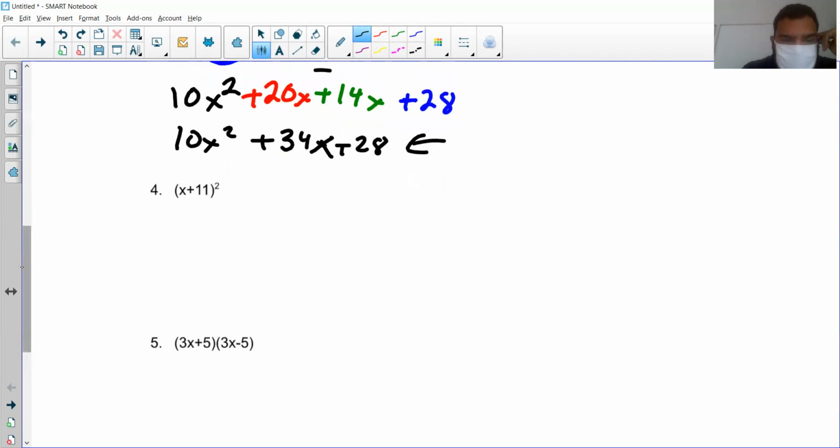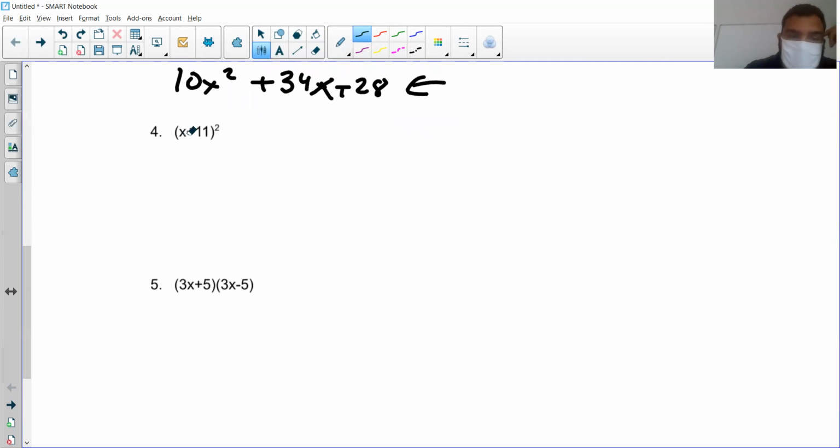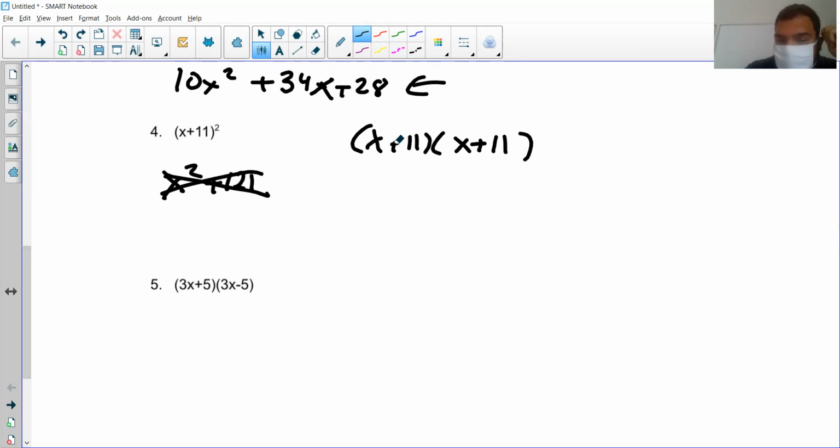All right, next one. x plus 11 squared. Remember, do not, and I'm going to put this as a fake answer, x squared plus 121. This is going to be the wrong answer. And trust me, I'm going to put that as a multiple choice. Instead, you have to do it as x plus 11 times x plus 11. You have to do it like that.